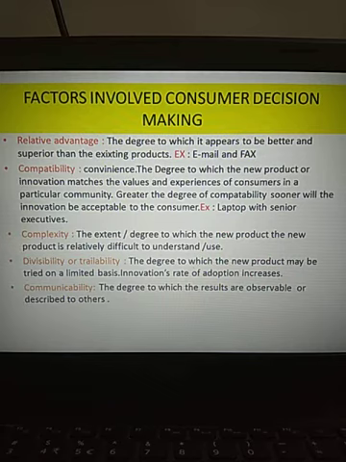The third one is complexity, the degree to which the new product is relatively difficult to understand and use. If less complexity is there, the product will be received very effectively. If more complexity is there in the product, most customers will not show interest in receiving the product or services.